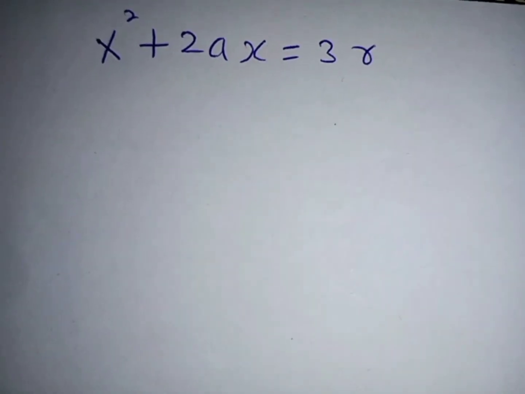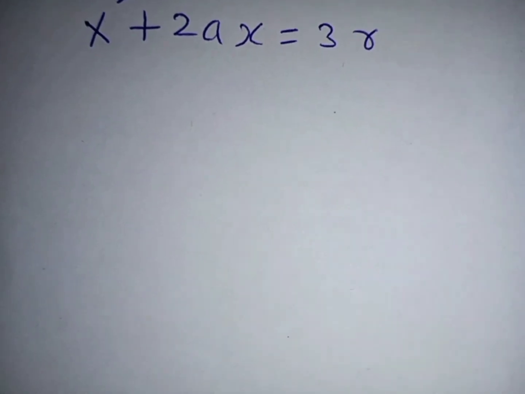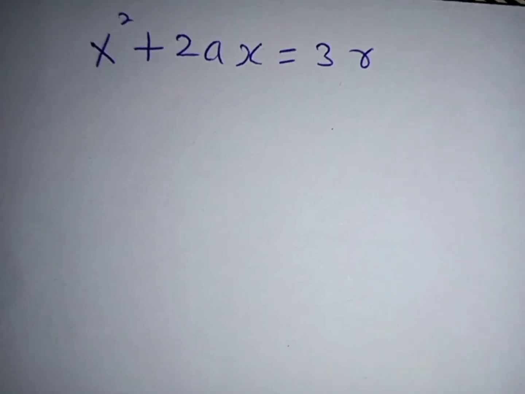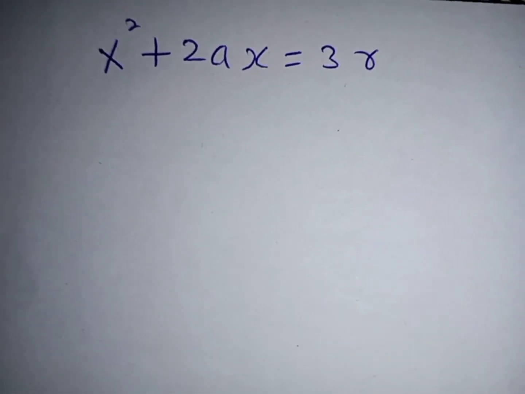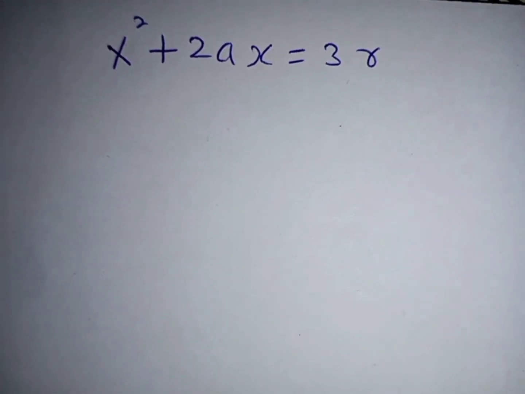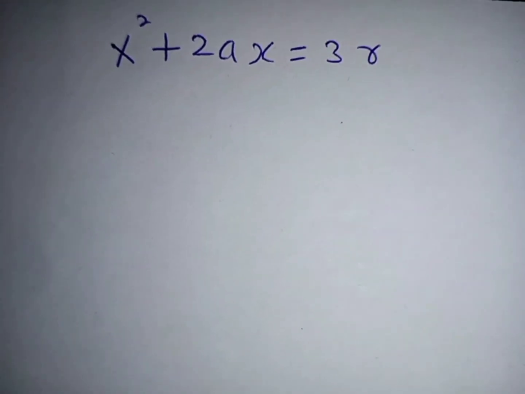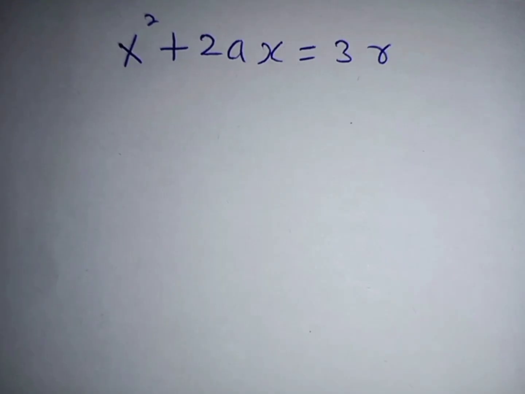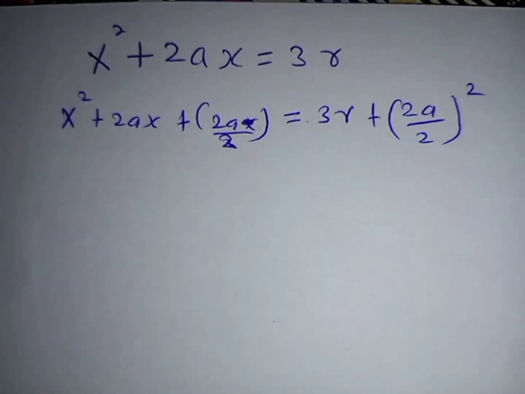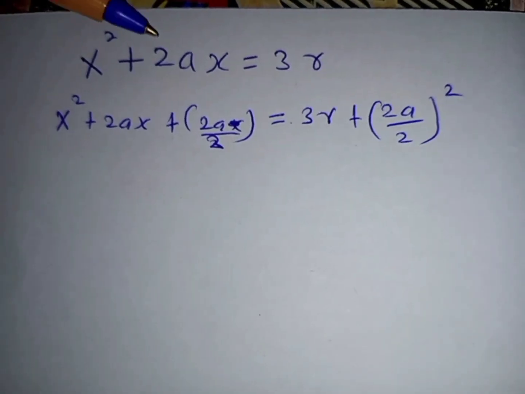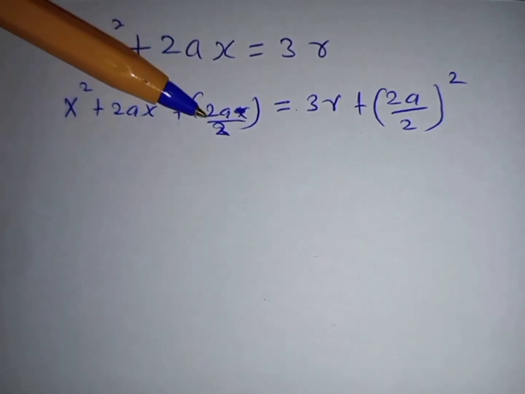Hello, in this video you are supposed to make x the subject of the formula, and this is a quadratic equation. So to make x the subject of the formula, we are going to complete the square on the left hand side. So we complete the square by taking half of 2a and squaring it.